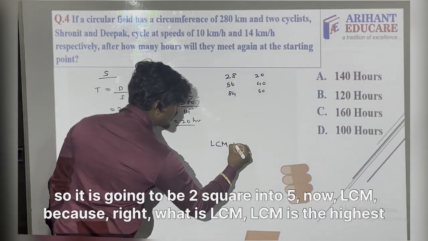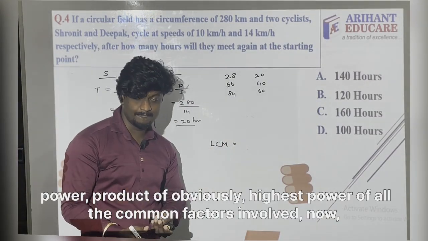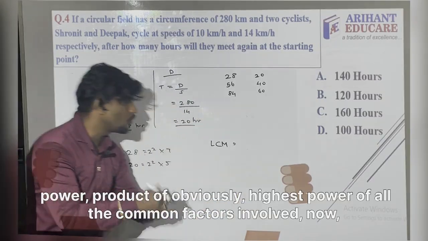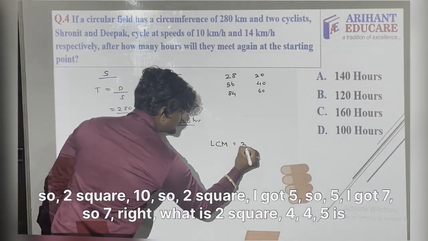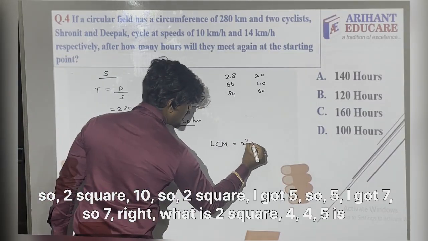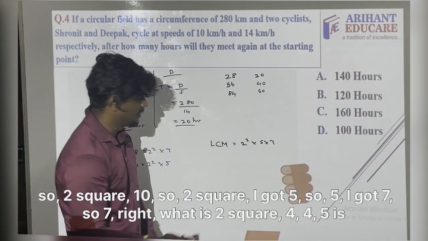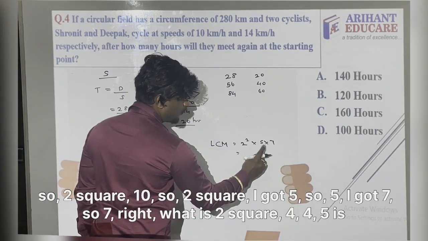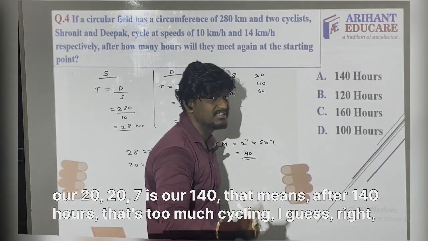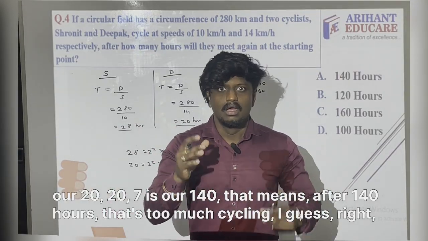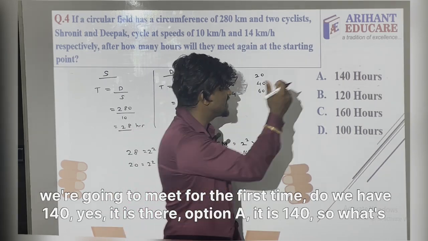Now, LCM nikal rahe guys. What is LCM? LCM is the product of the highest power of all the factors involved. ठीक है? Now, तो 2 square है तो 2 square आएगा, 5 है तो 5 आएगा, 7 है तो 7 आएगा, right? What is 2 square? 4. 4 5s are 20. 20 7s are 140. That means after 140 hours, that's too much cycling, I guess, we're going to meet for the first time. Do we have 140? Yes, it is there.